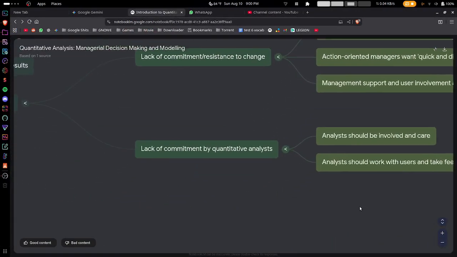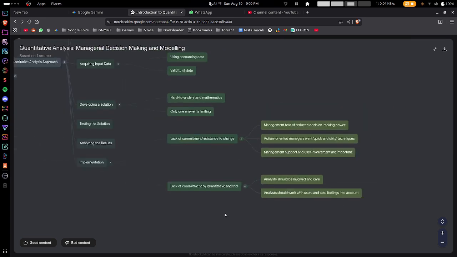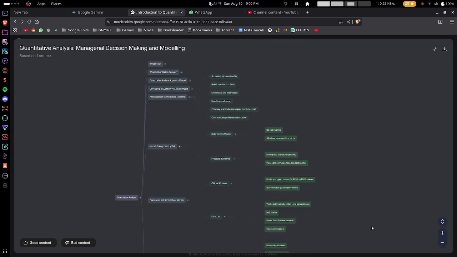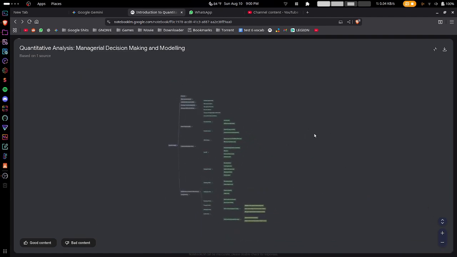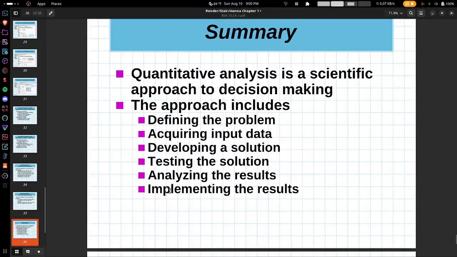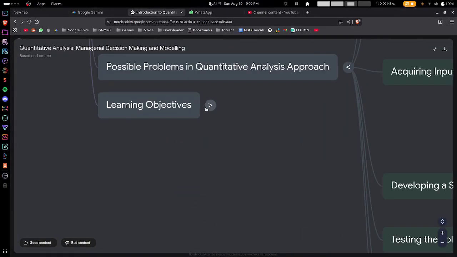This is the last one. Analysts should be involved and care. Analysts should work with users and take feelings into account. So this is pretty much half of the study outline. The other four actually disappeared in the first. Summary: we should actually go through this learning objective.